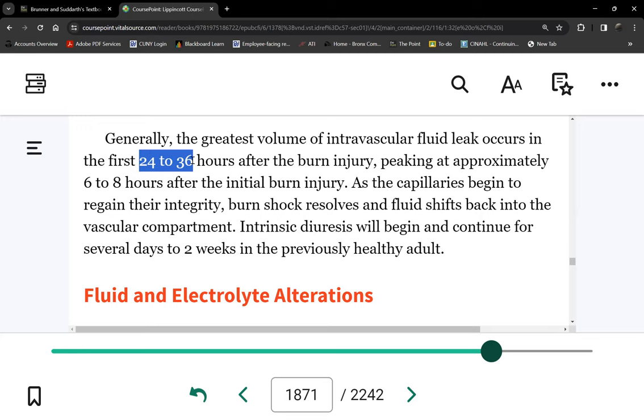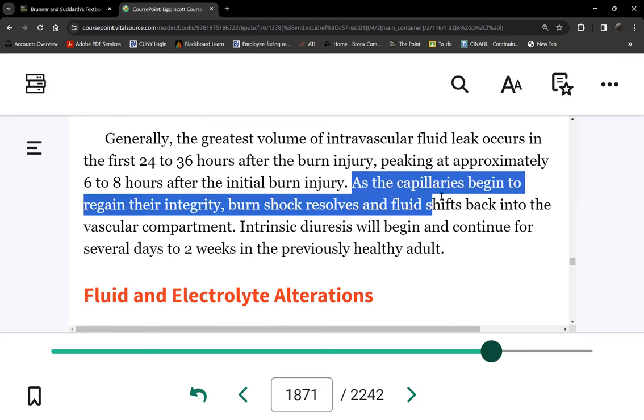Yeah, we tell them, sir, we're going to have to intubate you in a couple hours. Okay, because your airway is going to swell. You're going to have edema all over your body, and we have to prepare for that. Okay, so you tell them ahead.